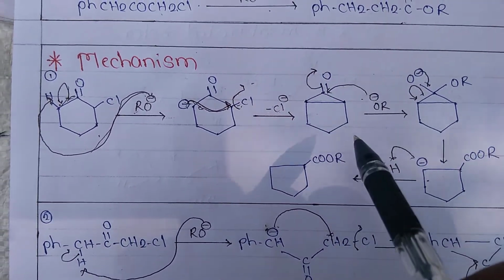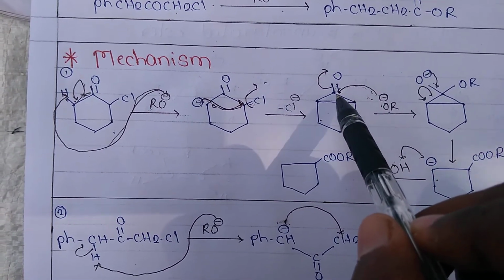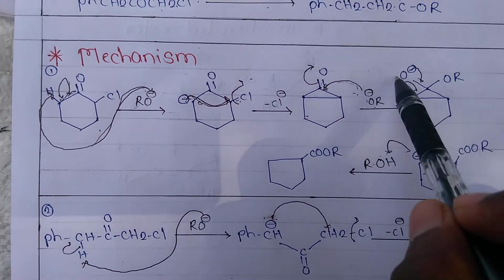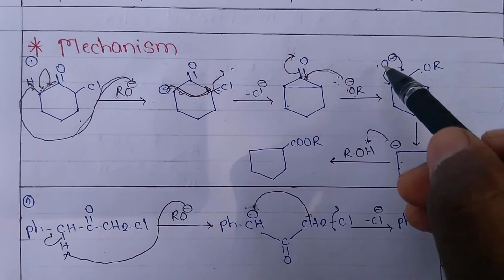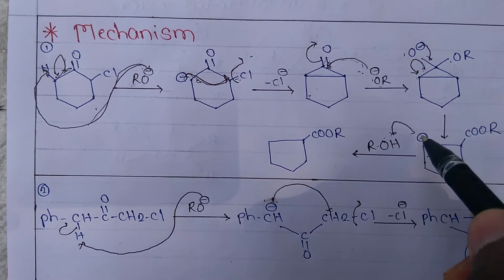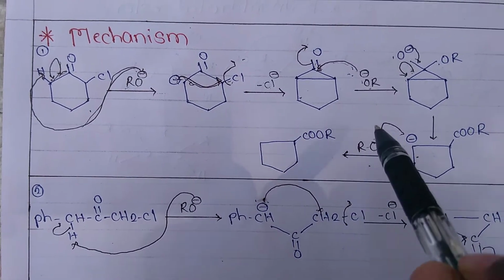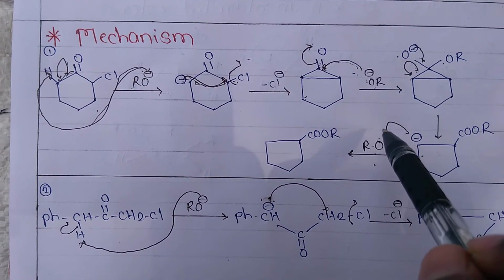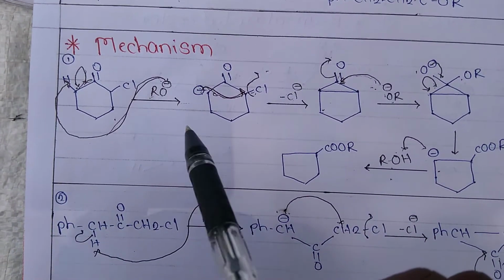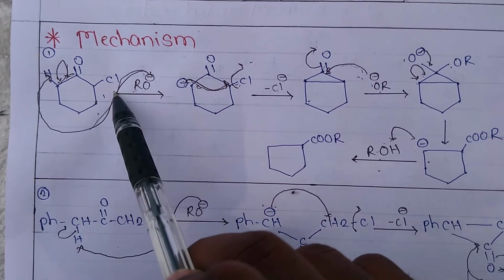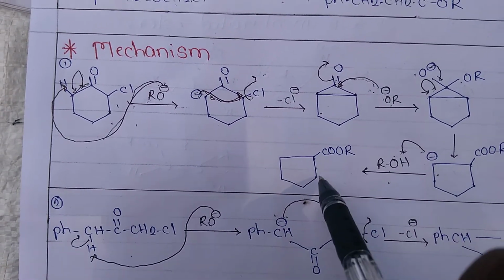Then this ring is formed, and then another alkoxide ion attacks the carbonyl carbon and forms O minus OR and this ring. Further, the O minus attacks here and another carbanion is formed, and that carbanion takes hydrogen from the alcohol or the alkoxide ion which formed, then the formation of this ring. So here we can see, it is a hexane ring and it is contracted, that means ring contraction takes place. It gives a cyclopentane ring and the ester.